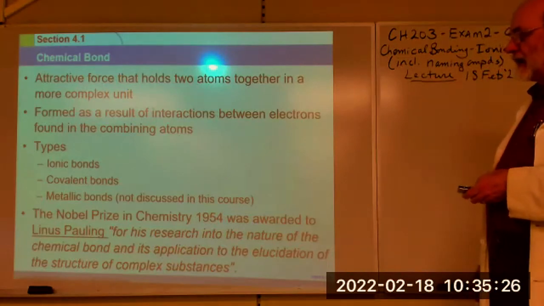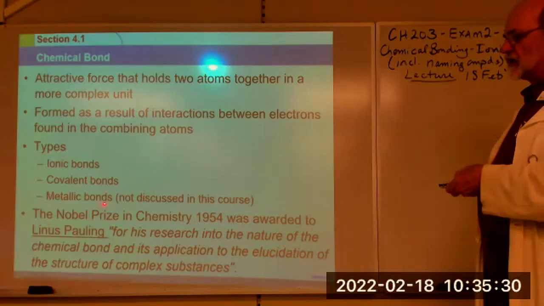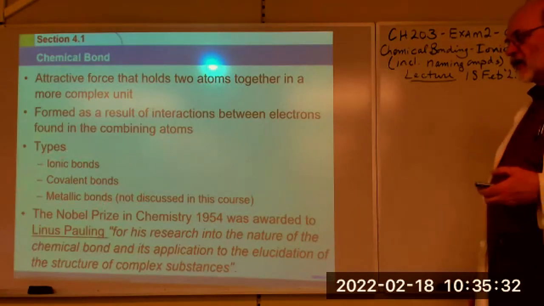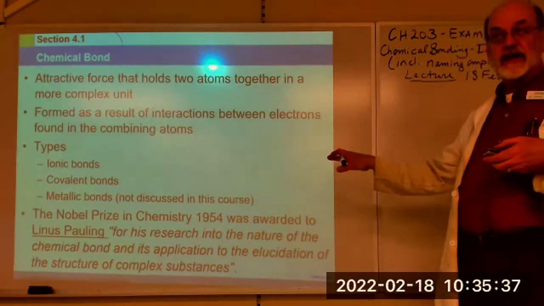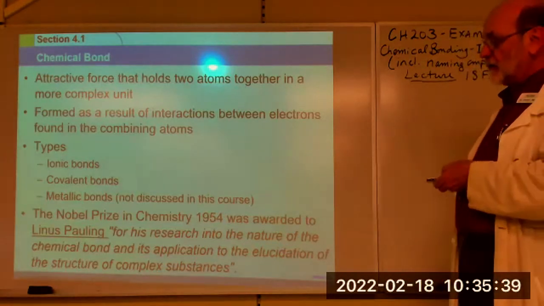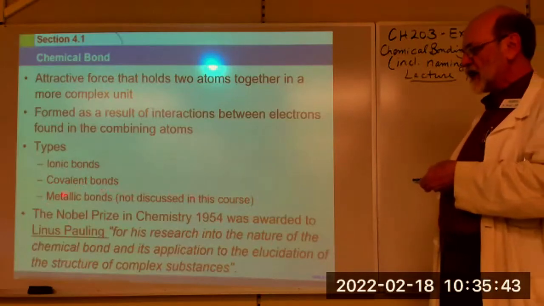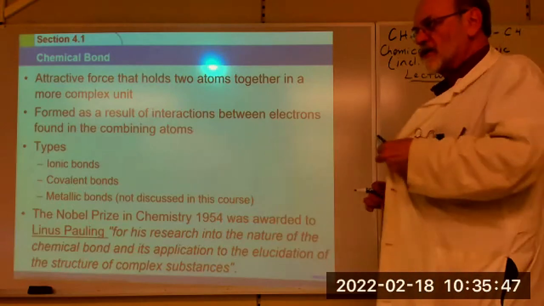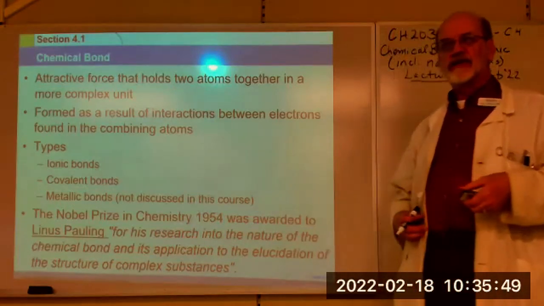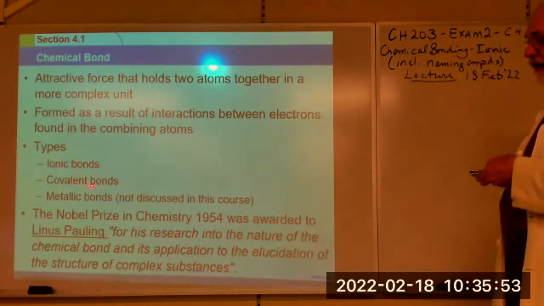So we actually have three divisions of chemical bonds: ionic bonding, covalent bonding, and the metallic bond, and we'll define these in detail later, except for the last one. The metallic bond is a special case that we're not going to get into here. It requires a little more chemistry than we've got time to discuss. So we're going to focus on ionic bonding and covalent bonding.